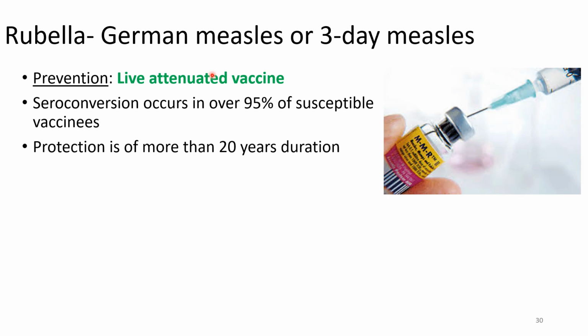The vaccine is administered as part of the MMR vaccine, or the measles, mumps, rubella vaccine, in a 2-dose series. The first dose is administered at the age of 12 to 15 months, and then the other dose at 4 years to 6 years of age. Now, the second dose can be administered a little bit earlier than 4 years, but it should be at least spaced 4 weeks away from the first dose.